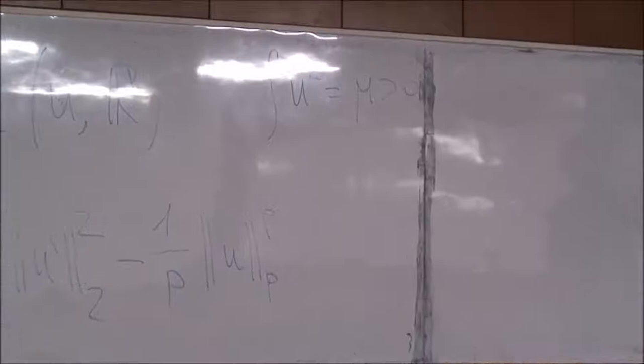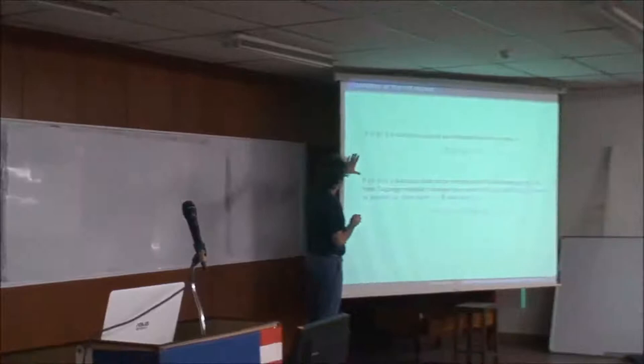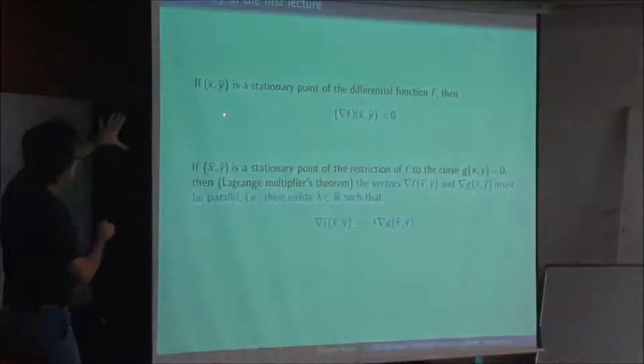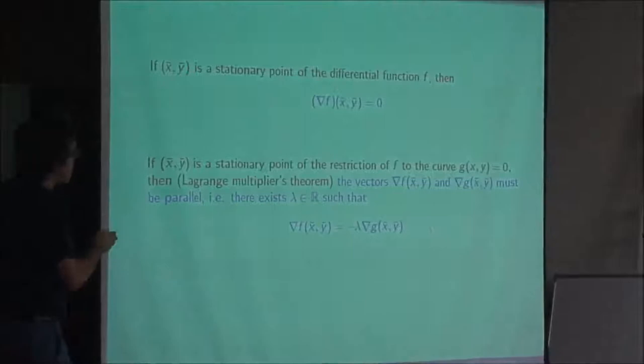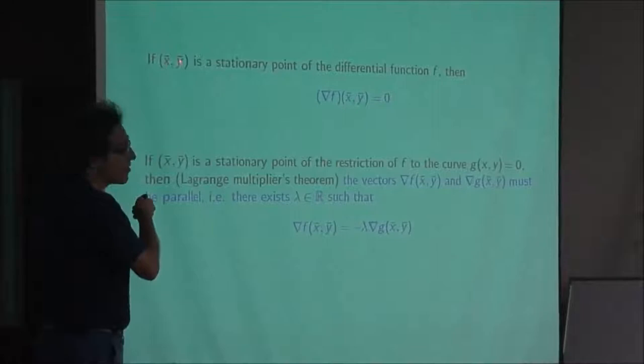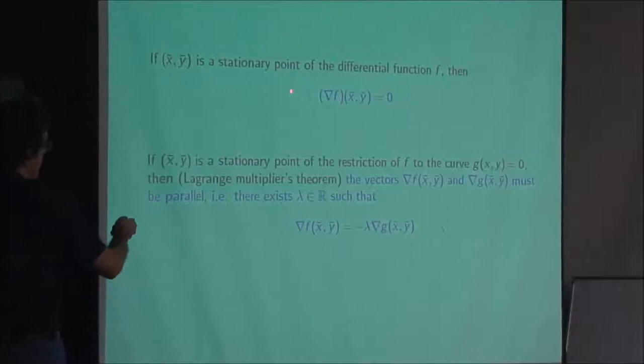And I remember that I was talking about minimization. So after the lecture I wrote some very elementary slides. This page is some sort of analysis 1 or analysis 2. If we have a function of two variables f, and the point x bar, y bar is a stationary point, and all minima are stationary points, then the gradient of f computed at the point must be equal to 0.